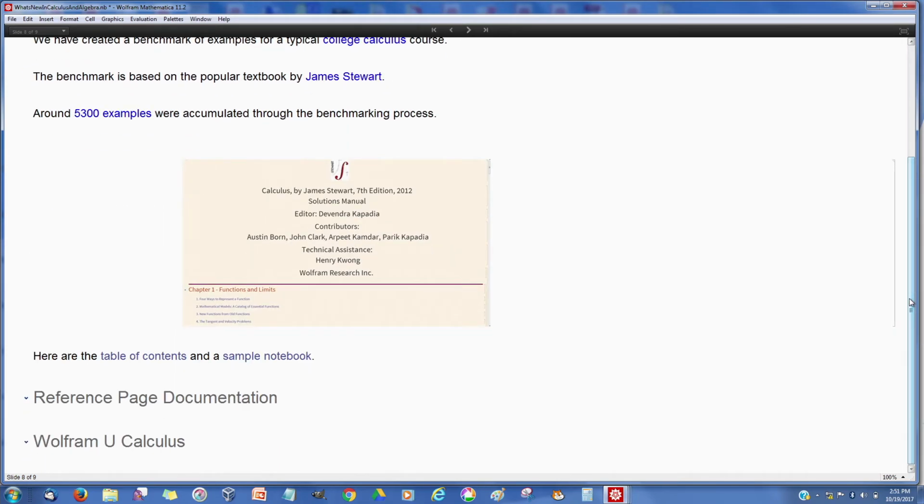Stewart's book is quite popular. He made a fair amount of money on it. He built a house worth $28 million, something of that sort, with that money. It's called Integral House, fittingly.